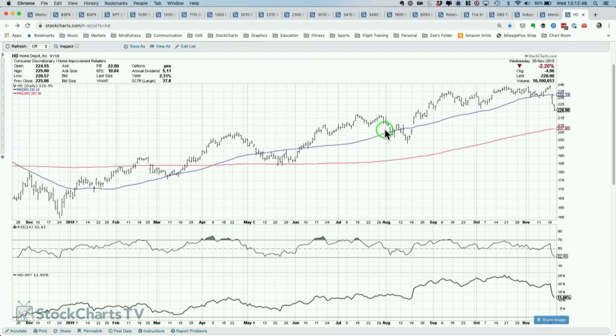So let's look at this chart of Home Depot to wrap up this segment. Look at this chart of Home Depot together, answer those 7 questions, and you'll see why the checklist has meaning.